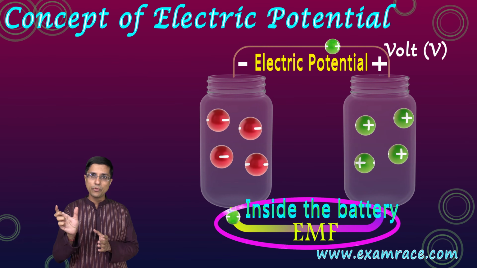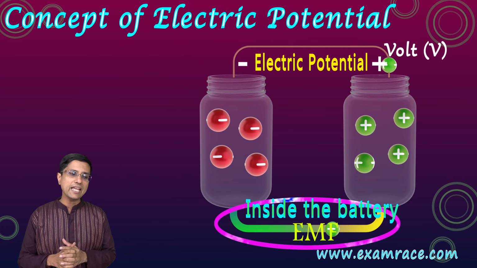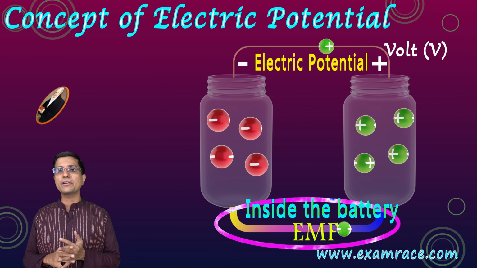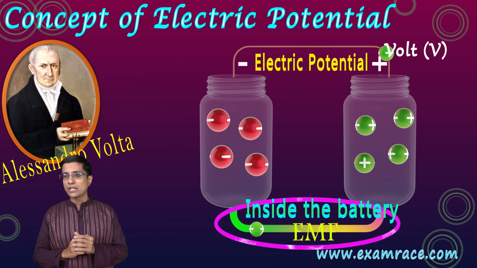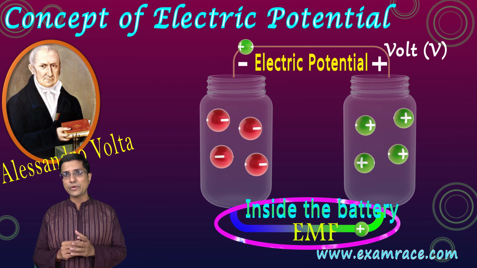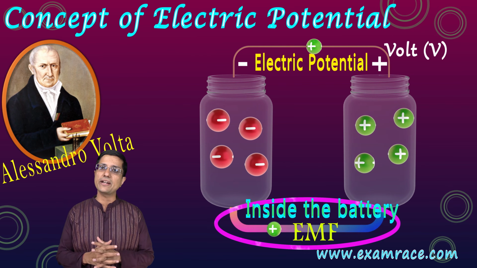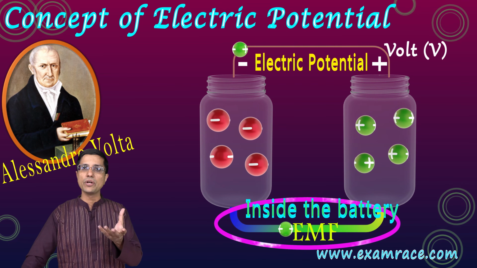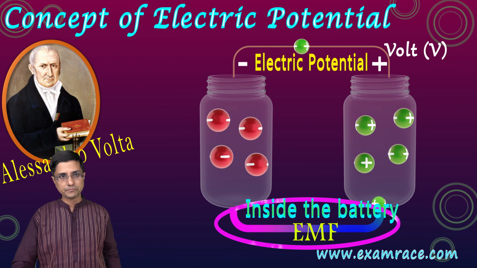Now, of course, the voltage available outside the battery and the EMF are measured in a unit called volts. It has been named after an Italian scientist, Alessandro Volta. He was actually the inventor of batteries, and that's why we have given him credit and given the units of the potential as volts.